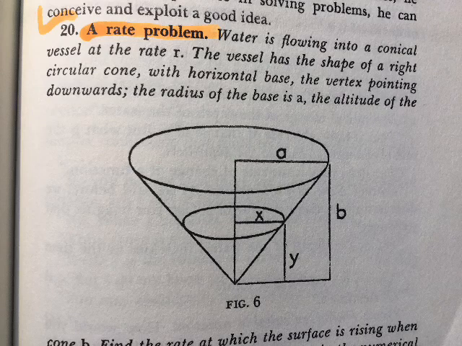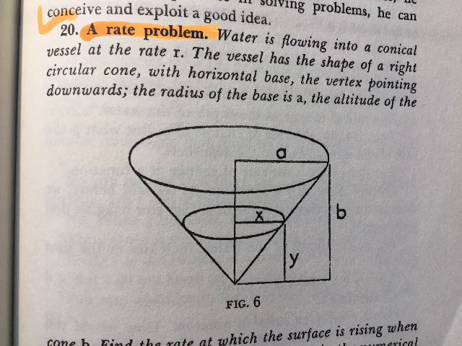A related rates problem. Water is flowing into a conical vessel at a steady rate. The vessel has the shape of a right circular cone, with a horizontal base, the vertex pointing downwards. The radius of the base is A, the altitude of the cone B. Find the rate at which the surface is rising when the depth of the water is y.